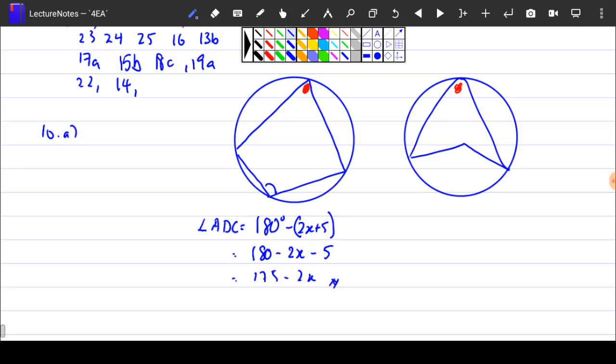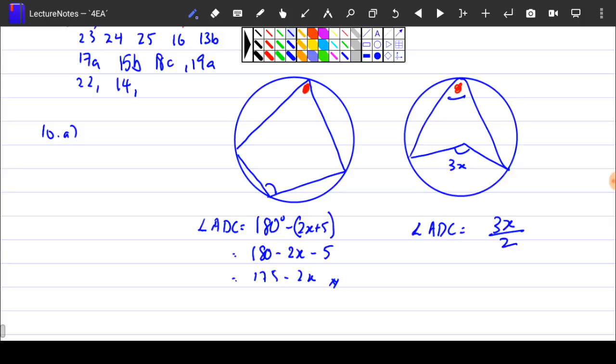Now, second answer, you can look at what? This angle. This blue angle is 3x. Well, what's the relationship between the two? One is double the other, right? So this one is double of the red angle. So angle ADC equals to 3x over 2.